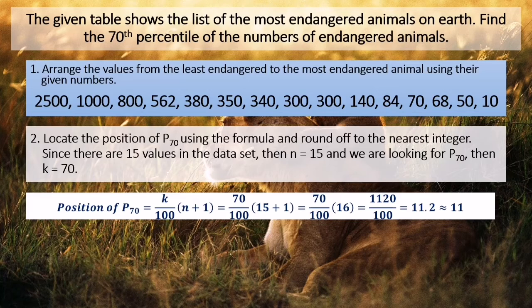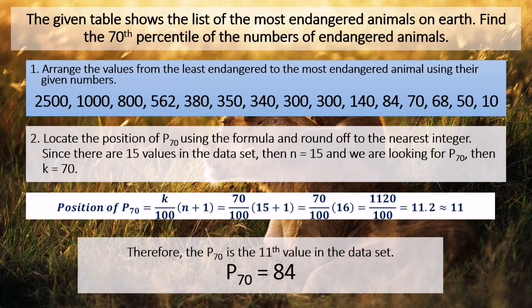K is equal to 70, so we have 70 over 100 times quantity, n is equal to 15, so we have 15 plus 1 close quantity. 15 plus 1 is equal to 16. So we have 70 over 100 times 16. Multiply the numerators, so we have 70 times 16 is equal to 1,120. Divided by 100, the answer is 11.2. 11.2 is approximately equal to 11.